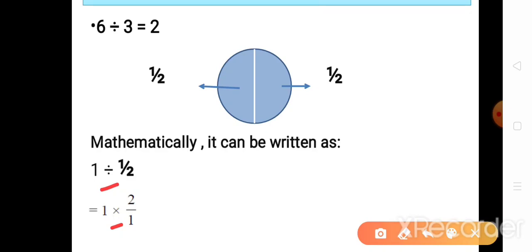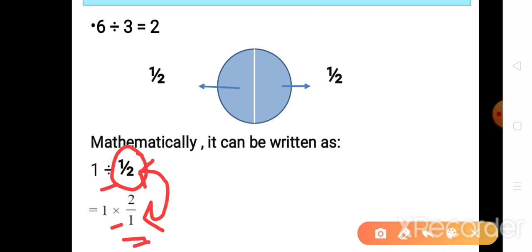But along with this sign, there are slight changes in the fraction that was given to us, right? So what has happened? The numerator and the denominator of the given fraction have got interchanged. So 1, which was the numerator earlier, has become the denominator, while 2, which was the denominator earlier, has become the numerator. Now, this is the very rule of performing a division of a whole number by a fraction.